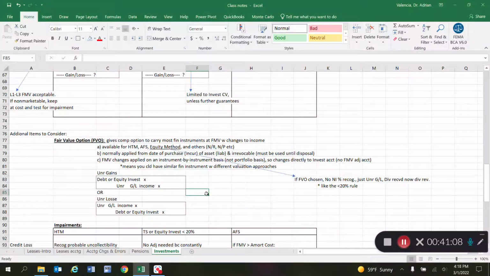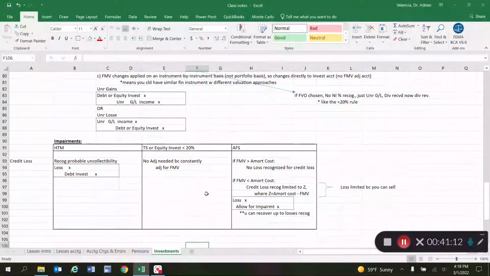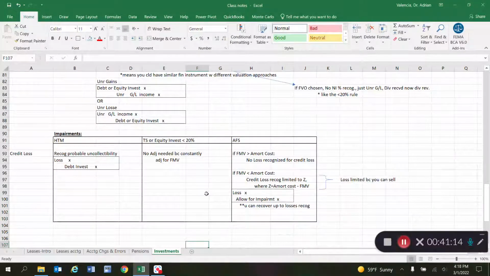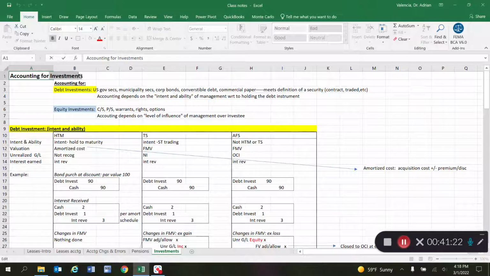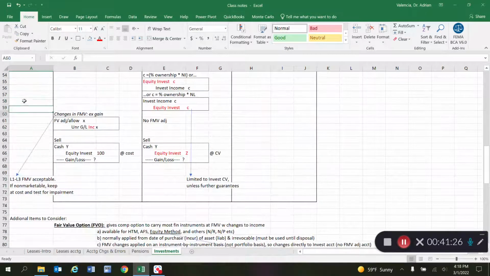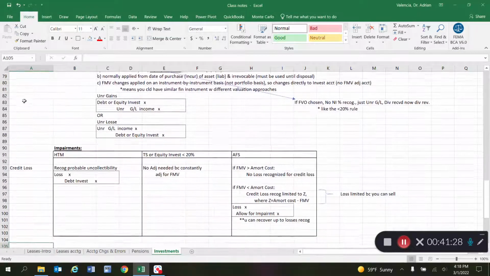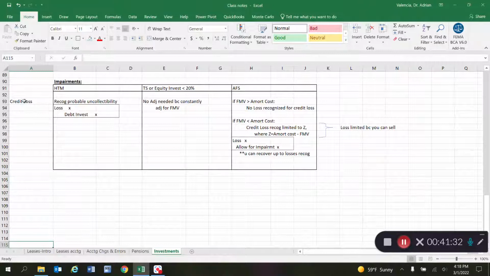Okay? And then lastly, impairments. Okay, so whenever we're dealing with assets, and investments are assets, so anytime you are accounting for investments, the investments themselves are recorded as assets. So anytime we're dealing with assets, we usually are thinking about the potential for impairments. Okay, so let's talk about that for a minute here.